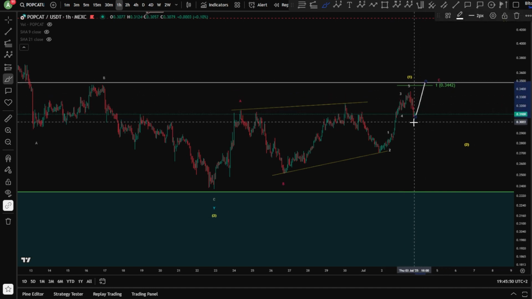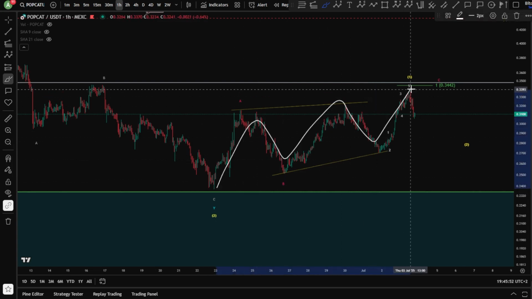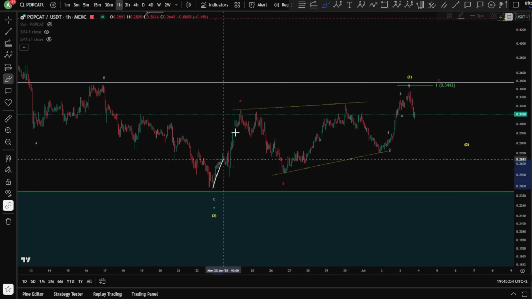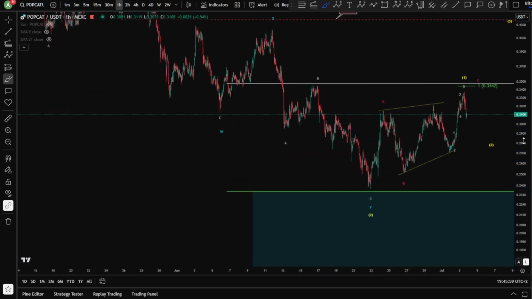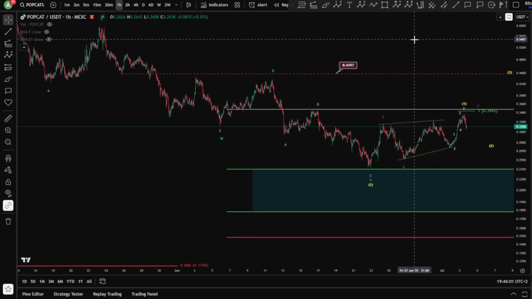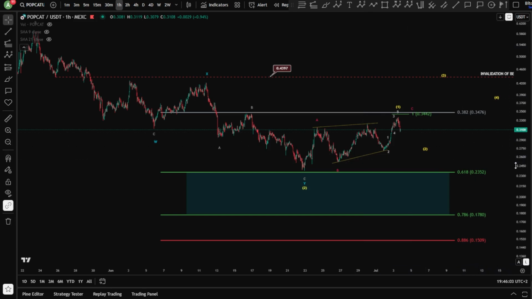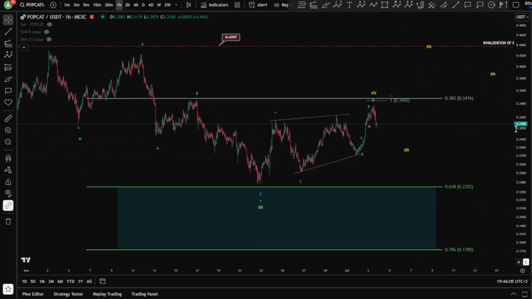But if we take the 1-to-1 fib level again, we cannot consider a diagonal here anymore. You have to consider it corrective and moving toward the downside again, probably for one more low here for Popcat. So basically, I would say right now, the highest possibility is still, of course, for the diagonal.